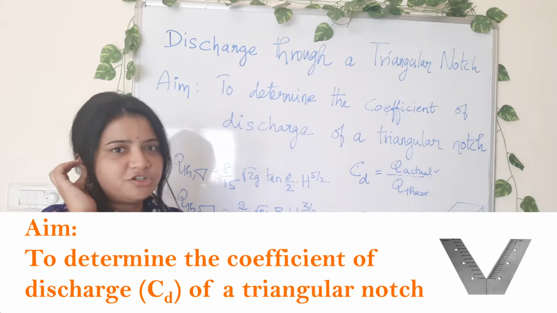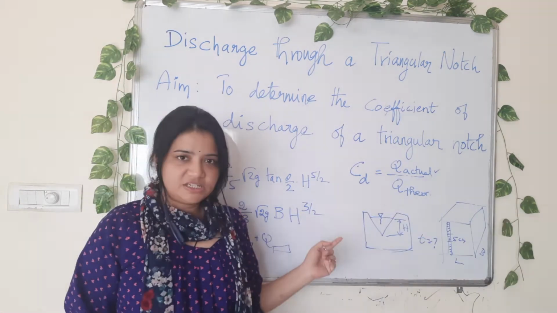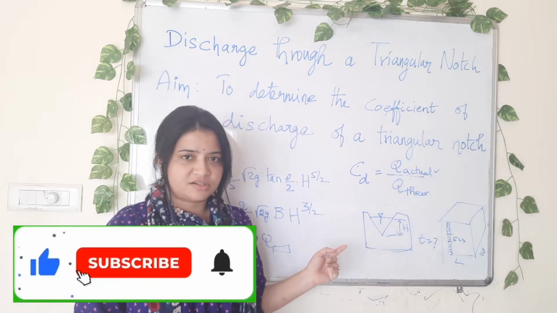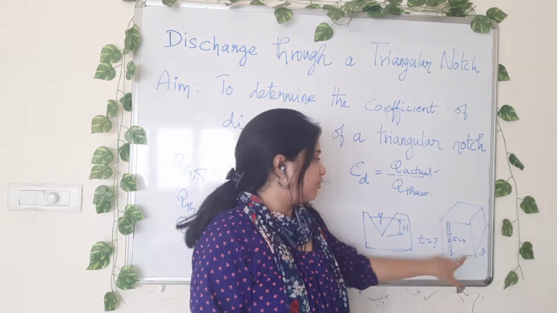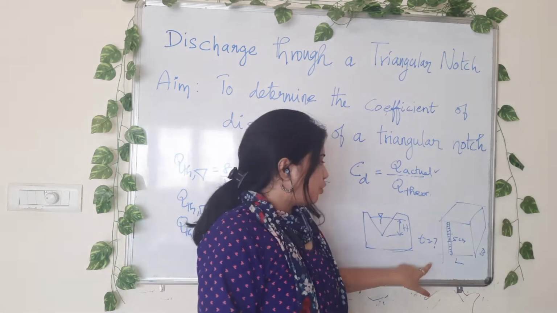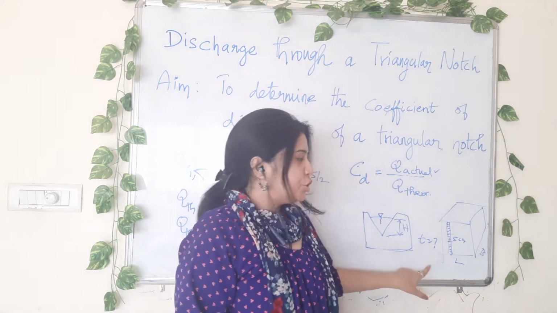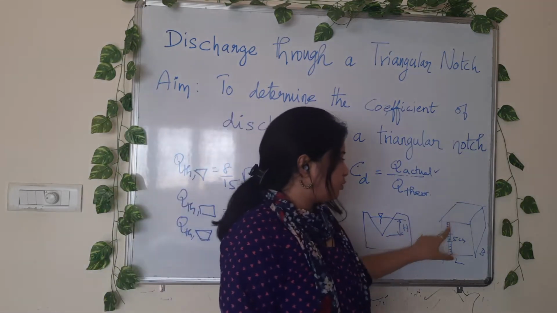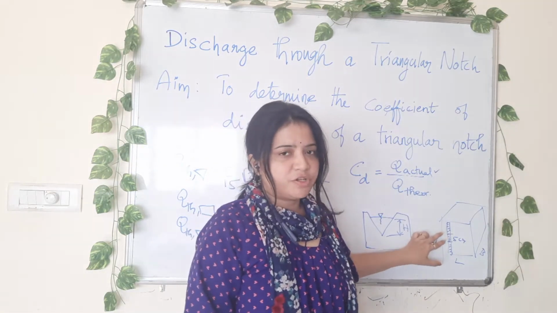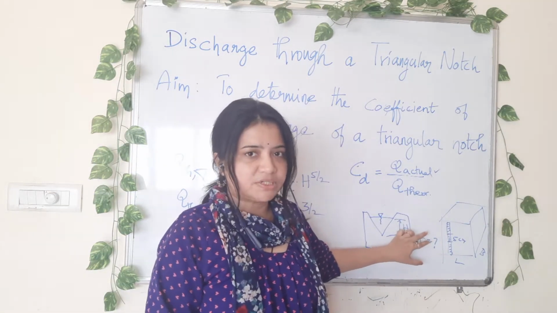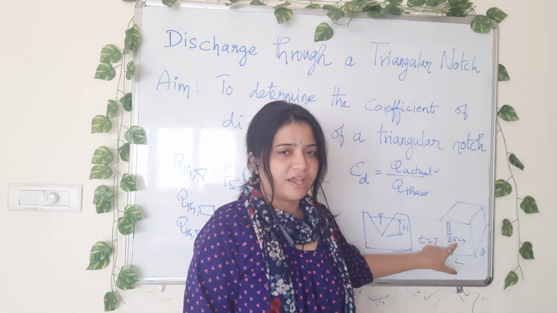In this case, we are going to find out the coefficient of discharge, which equals the actual discharge divided by the theoretical discharge. To find the actual discharge, we need the length and breadth of the collecting tank. Once we have the length and breadth, we can find the area of the tank, right? Once the water fills up, we will have the initial level and the final level. The difference between the levels is given by capital H, which we will keep constant. Suppose we keep it constant at 5 centimeter.